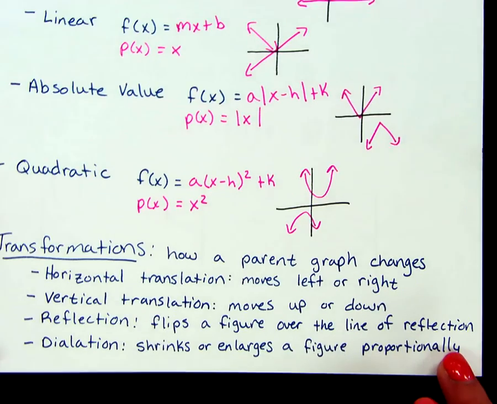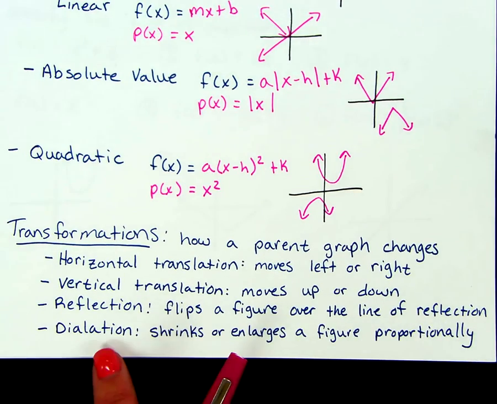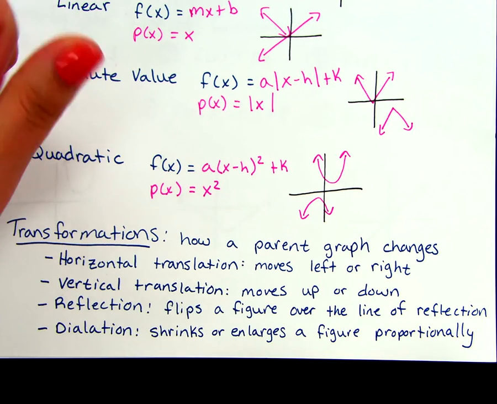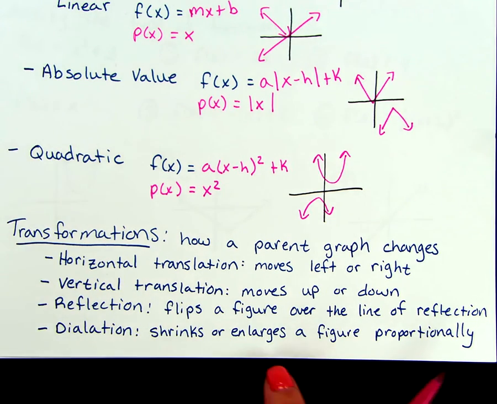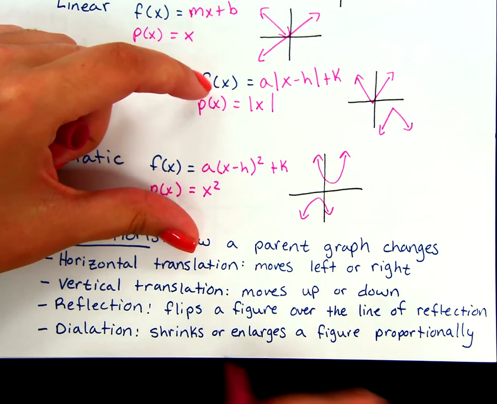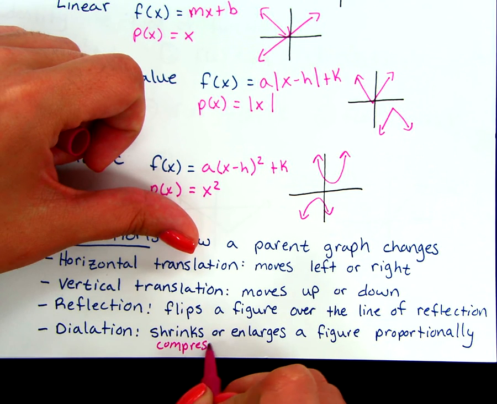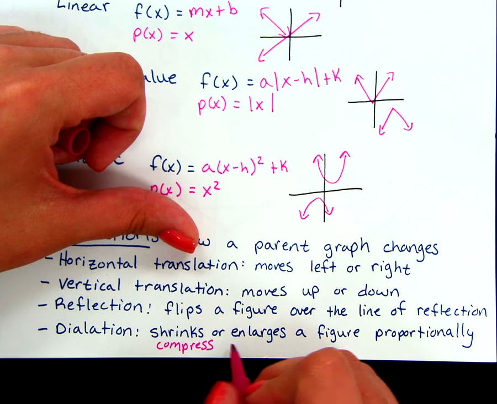And then our last type of transformation is called a dilation. So it's either going to shrink or enlarge a figure proportionally. And for these words, we're actually going to be using compress or stretch.